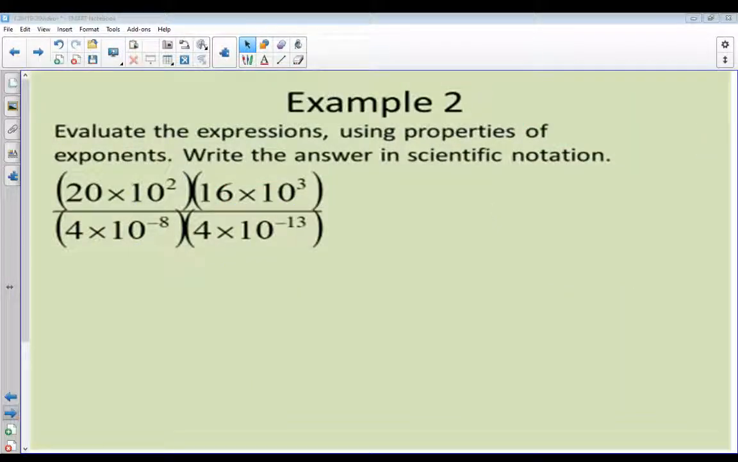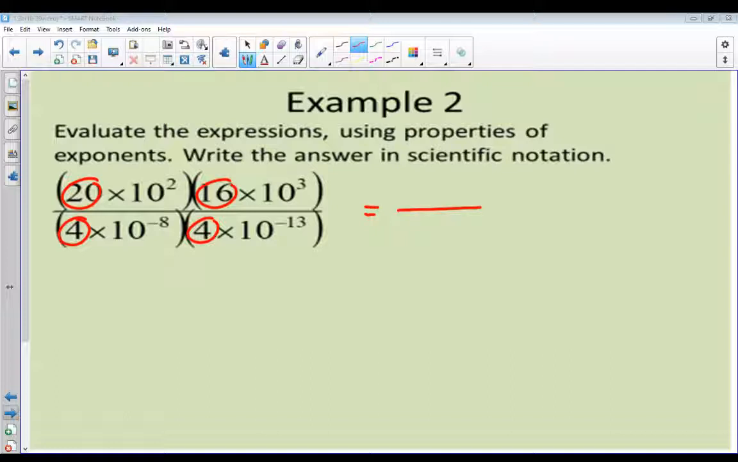Now take a look at this example. So first things first, take care of the numbers. Just take care of those, multiply and divide, whatever you need to. On the top, you should get 3,200, and on bottom, you should get 16. And then 320 divided by 16 should give you 20. So that takes care of all the numbers in red.